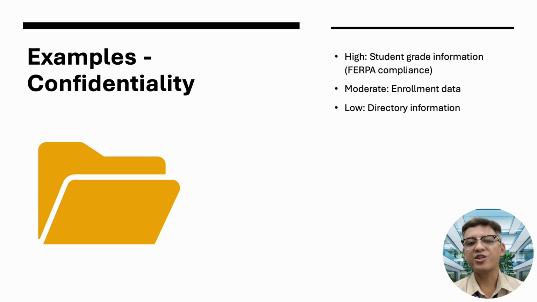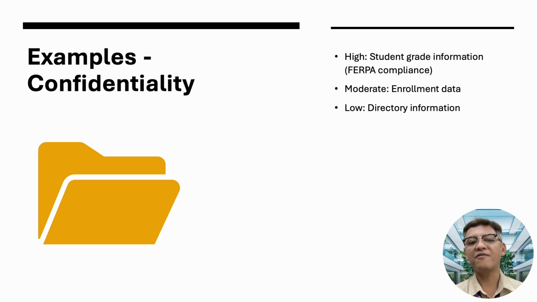A moderate confidentiality example would be student enrollment data. Although it's still protected, this information is seen by more individuals and poses less risk if disclosed inadvertently. Its exposure would not be catastrophic, yet still serious enough to require protection.